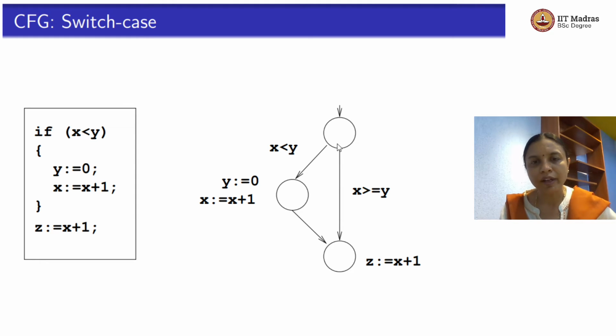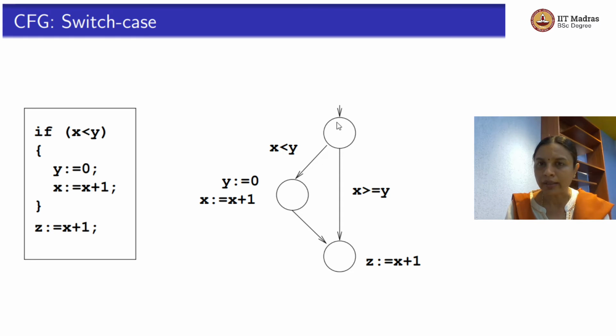If x is less than y, then you go to this node, which represents this basic block of statements, y equal to 0 and x equal to x plus 1. Otherwise, x is greater than or equal to y, and then either way, you end up executing z is equal to x plus 1. So this control flow graph on the right has two possible execution paths.